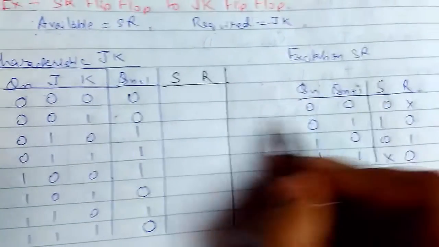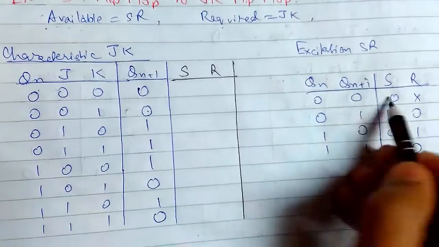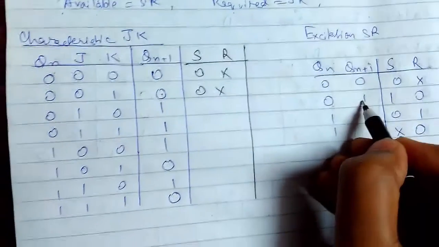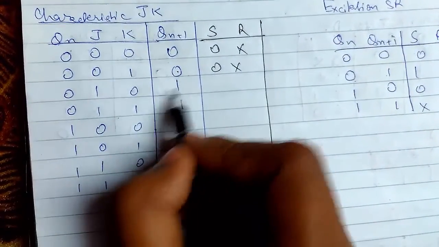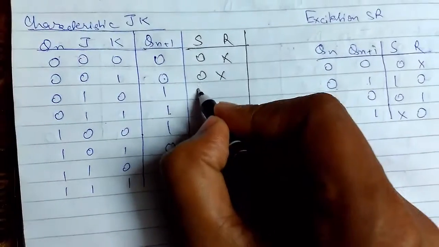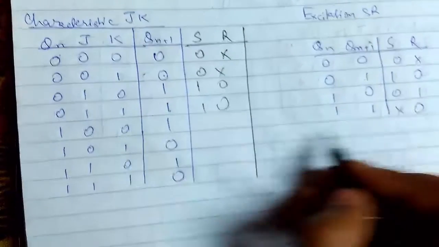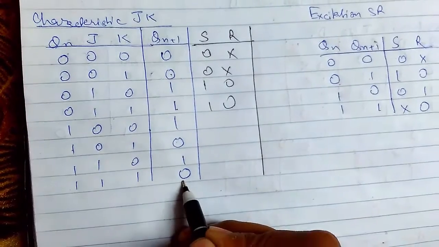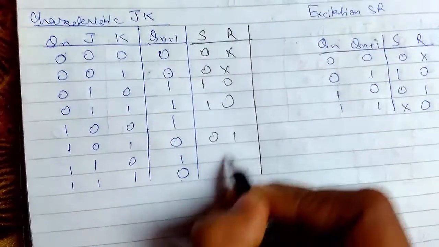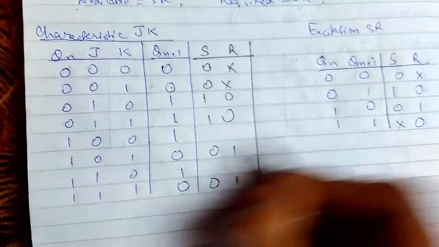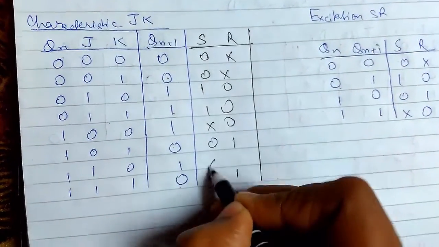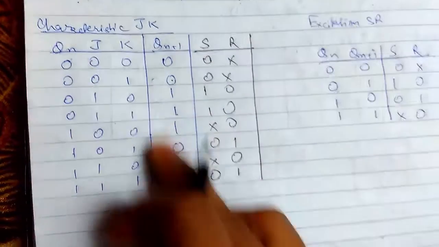For 0 0, these two cases, this will be 0 cross, 0 cross. For 0 1, this will be 1 0, 1 0. For 1 0, this will be 0 1, 0 1. For 1 1, this will be cross 0 and cross 0. So we made our table.